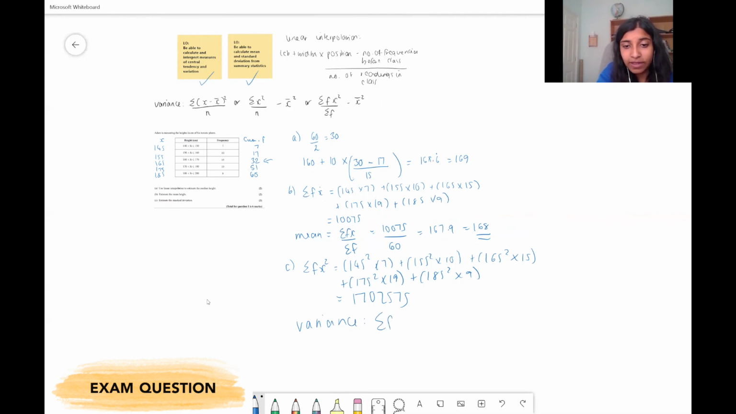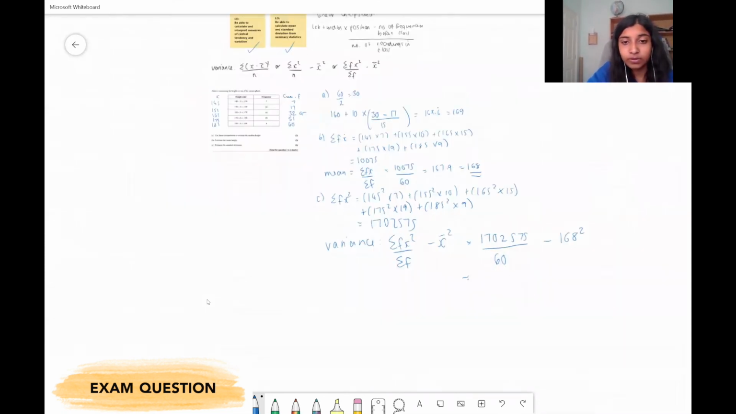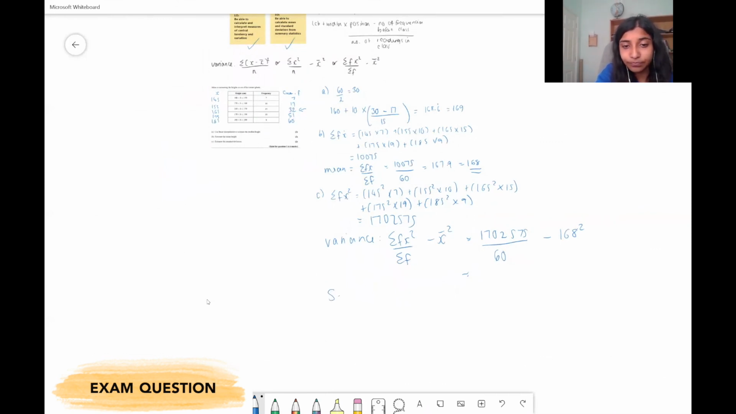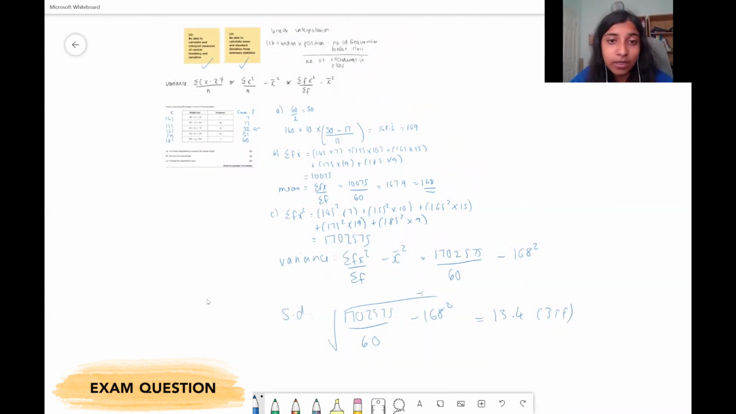So then we know our variance is just equal to the sum of fx squared over the sum of f minus your mean squared. So that's just 1702575 all over our sum of f, which is 60, minus our mean 168 squared, and then your standard deviation, that's just the square root of all that. So then if you plug this into your calculator, that would just be equal to 113.4 to 4 SF, and that's your answer to the standard deviation.